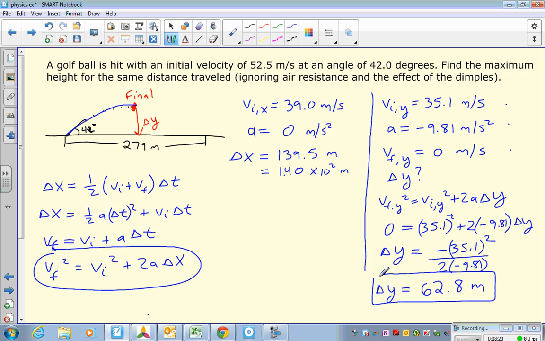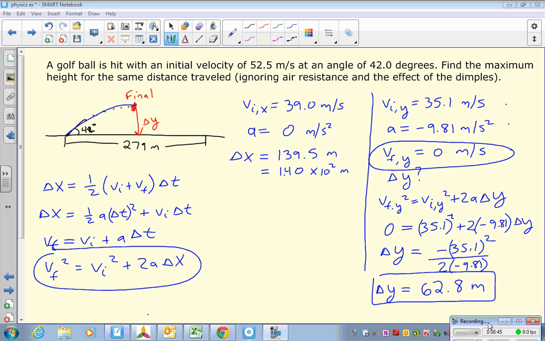So this is one of the few problems, if you've noticed, that we could solve entirely in one direction. We didn't have to find a connecting piece like time in one direction and go to the other direction. We actually had enough information in the y direction as long as you knew this part, as long as you knew that the final velocity was 0. With that, the rest is pretty simple. So hopefully you found that simple.